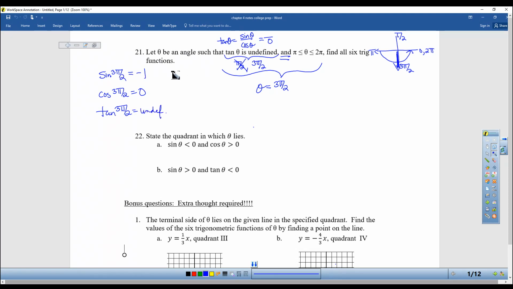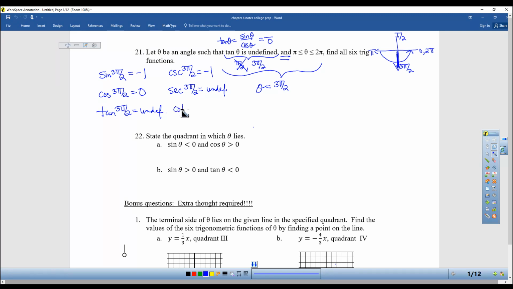And then I'm going to put them right next to it because they go together. Cosecant of 3 pi halves is the reciprocal. The reciprocal of -1 is just -1. The reciprocal of cosine is secant. So secant of 3 pi halves would be undefined because if you flip that 0 to the bottom, you can't do that, so it would be undefined.